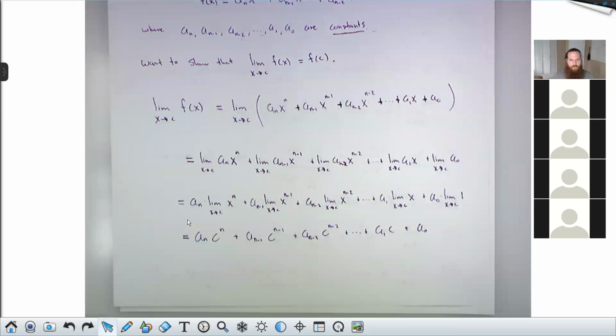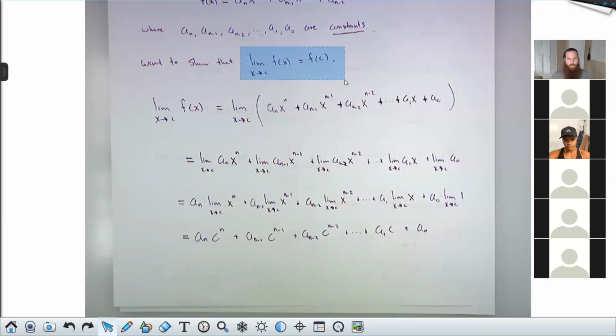Now we're down here. We've successfully taken our limit. So we should come back in our minds and ask, what were we trying to show, and have we shown it? Have we arrived at a conclusion that is useful and consistent with our goal? What was our goal? To prove that the limit of f of x as x approaches c is equal to f of c. Beautiful, right? This was what we wanted to show.